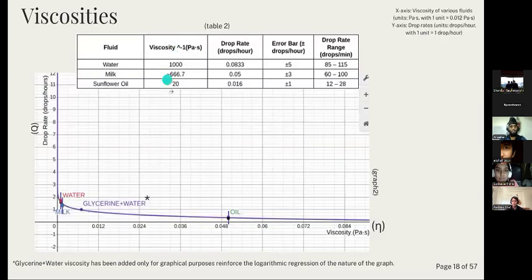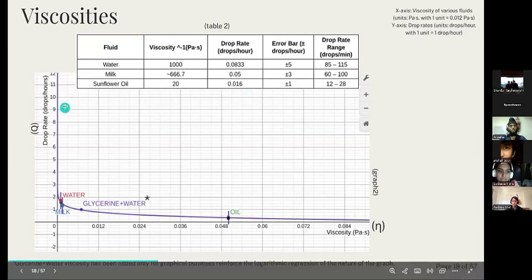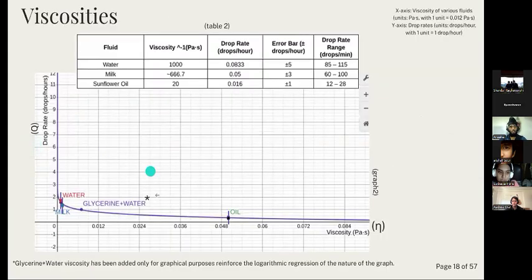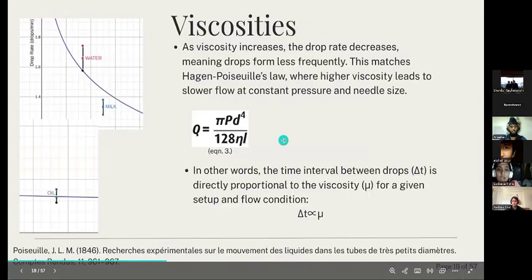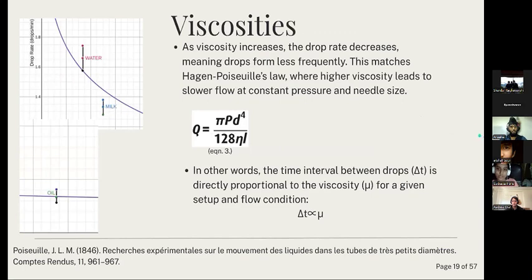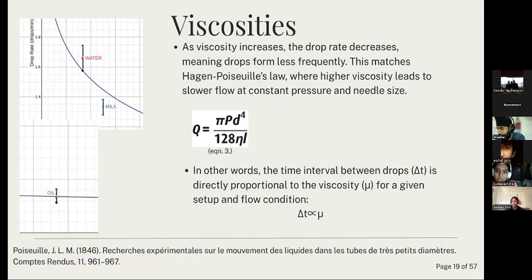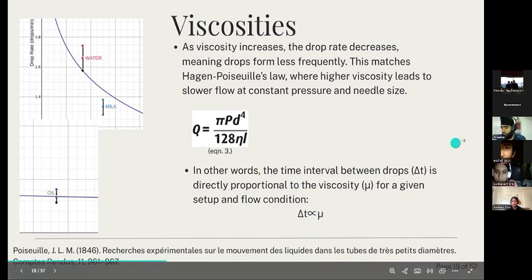We can see here from these viscosities, which are taken in Pascal-seconds, that we get a power regression. The error bars have been shown here because they're not clearly visible in this PPT. We find that as the viscosity increases, the drop rate decreases, meaning drops form less frequently, and it also matches with Hagen-Poiseuille's law, which has been stated here as well. So, in other words, the time interval between the drops is directly proportional to the viscosity for a given setup and the flow condition, which has been stated here.